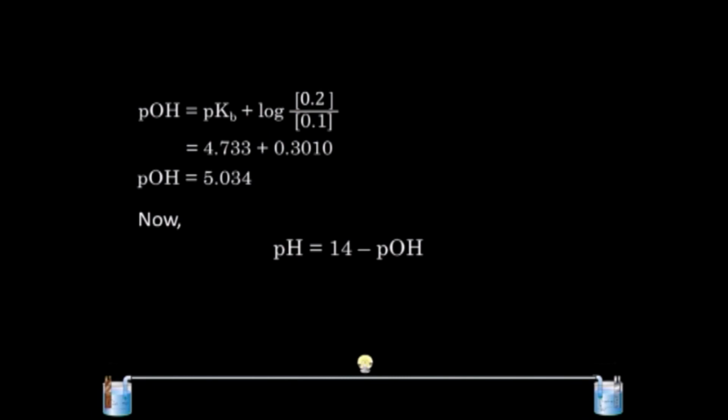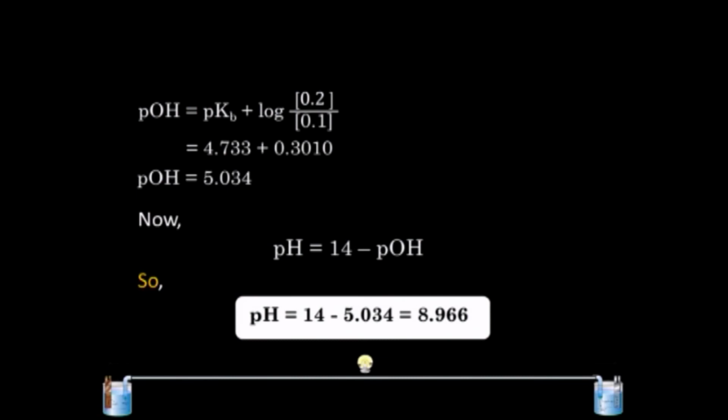Now, pH we know is equal to 14 minus pOH, and therefore the pH of the solution will be 14 minus 5.034, which is equal to 8.966. We must remember at this stage that solutions having pH lesser than 7 are acidic, and solutions having pH greater than 7 are basic in nature.